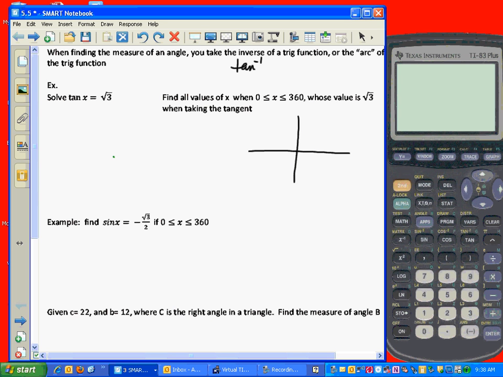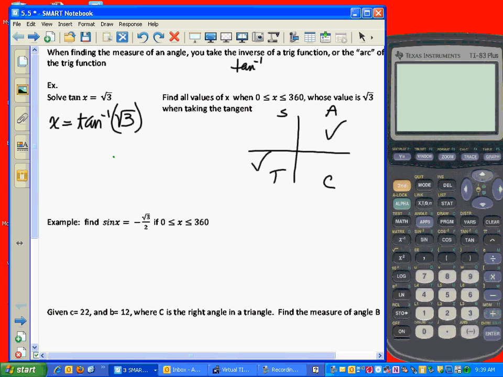Okay? If I'm asking for the square root of 3 and I want the trig function to be positive, in what quadrants does your trig function fall? One for all, and third for tan. So All Students Take Calculus means tangent is positive here and here. Okay? So what we need to think about then is basically x is going to equal the tangent inverse of root 3.